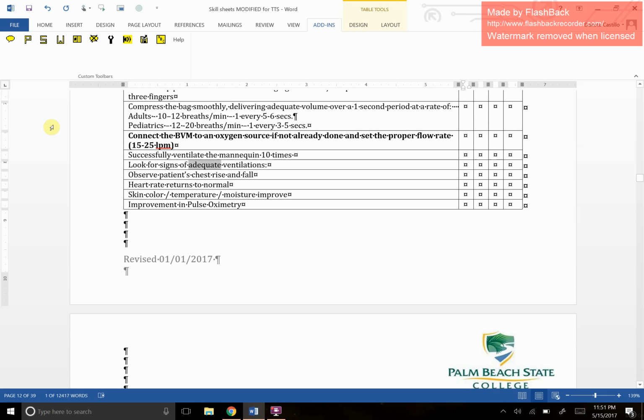Look for signs of adequate ventilations. Observe the patient's chest rise and fall. Heart rate returns to normal. Skin color, temperature and moisture improve. Improvement in pulse oximetry.